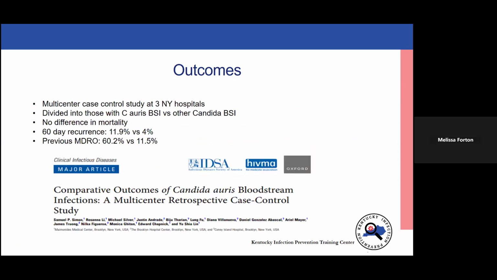When we think about outcomes, what's the outcome from someone that has this? So this was a study that looked at 3 New York hospitals, and they divided patients with CRS Candida bloodstream infections, and the other group was other Candida bloodstream infections. Now, the mortality between these groups was the same, but the 60-day recurrence was about 12% in the CRS group versus 4% in the other Candida group. And those who had a CRS bloodstream infection had 60% of the time had a previous MDRO compared to 11.5% of those who had other Candida bloodstream infections.